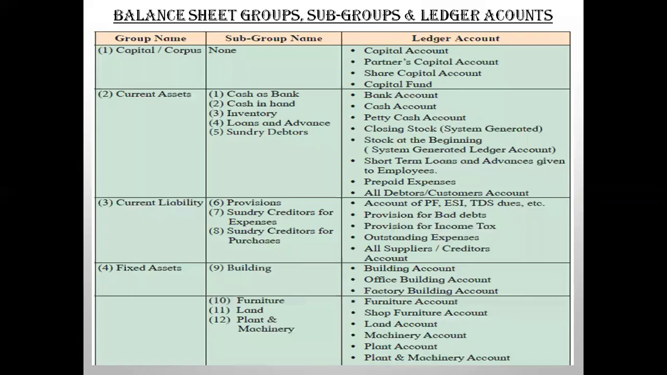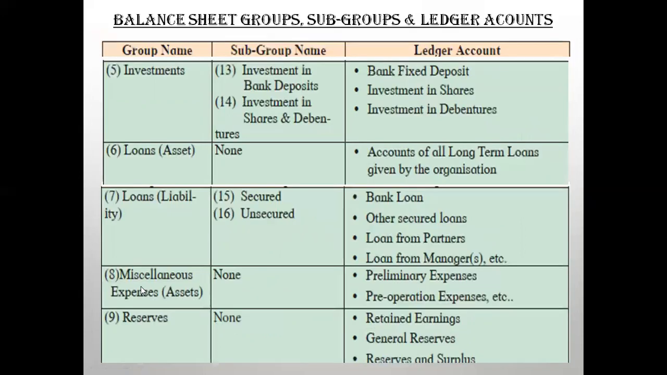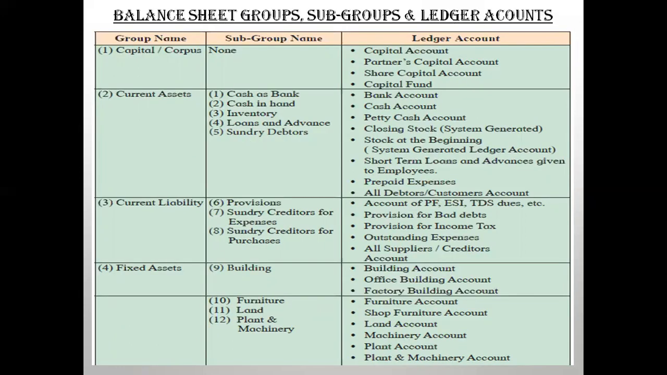So if you see this table, here there are the groups, subgroups and the ledger accounts which are seen in the balance sheet. So here are the main groups: the capital account, current asset, the fixed asset, investments, loans assets, loans liability, miscellaneous expenses and the reserves. These are some of the balance sheet main groups.